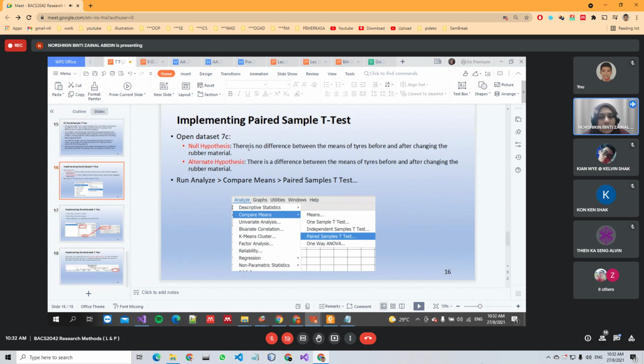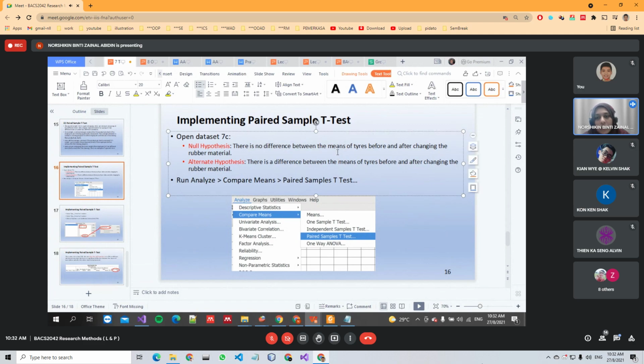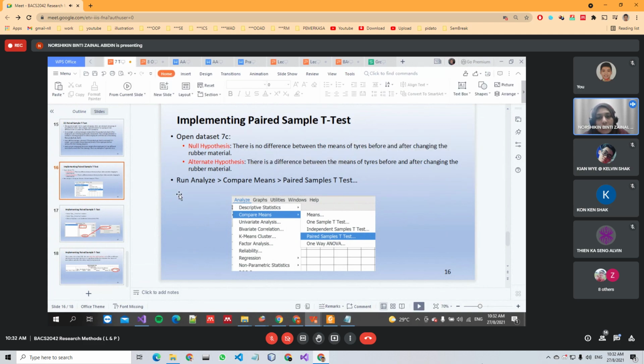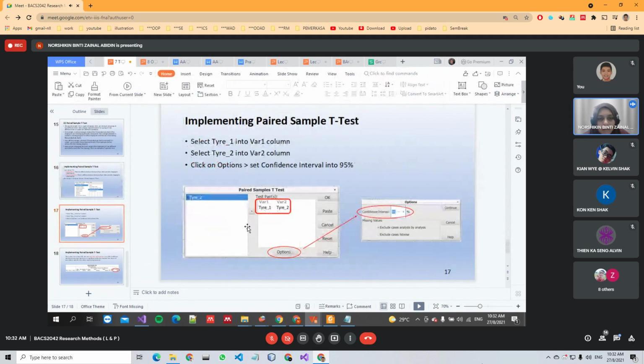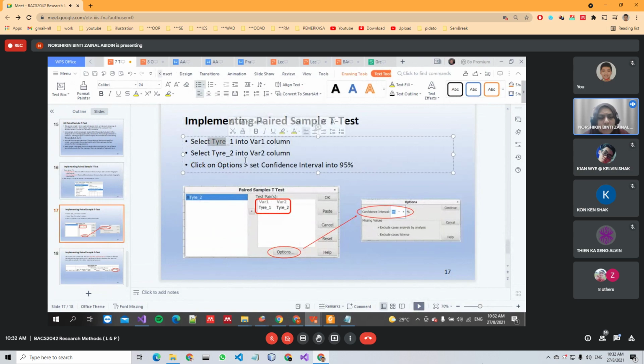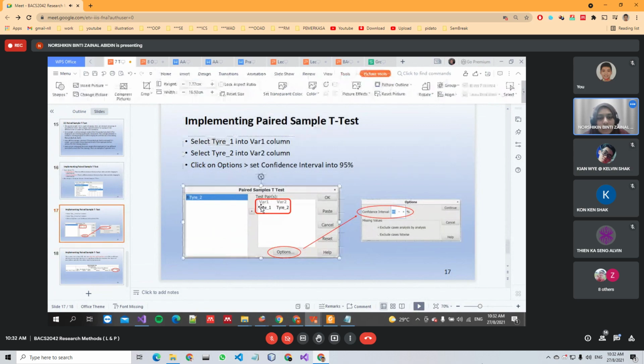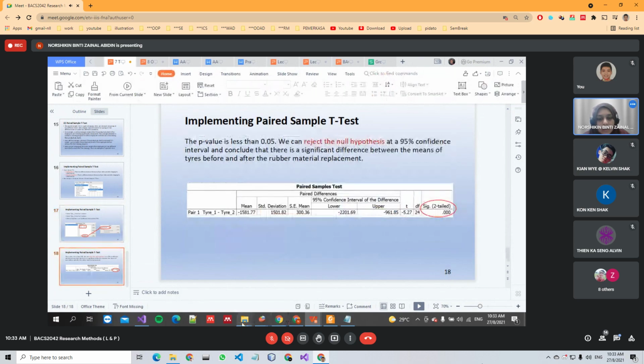For 7C, the null hypothesis, of course, is that there's no difference between our variables. And then the alternative hypothesis is that there is a different mean between the variables. So you open your dataset 7C, same as the one just now. You run Analyze, Compare Means, and then you select the fourth one, which is paired sample t-test. And then you select tier 1 and tier 2 into the variable 1 and variable 2 columns, and then click on the option and set the interval. This one is auto set already, 95. And then you will get this one.